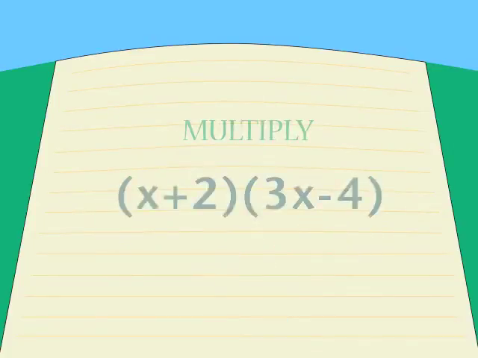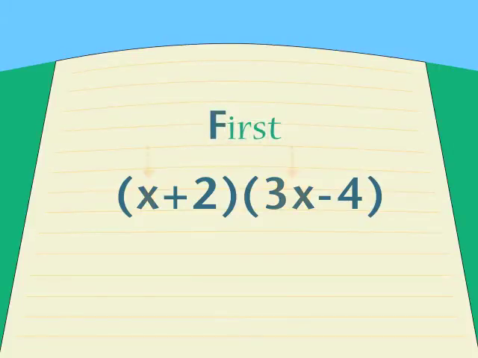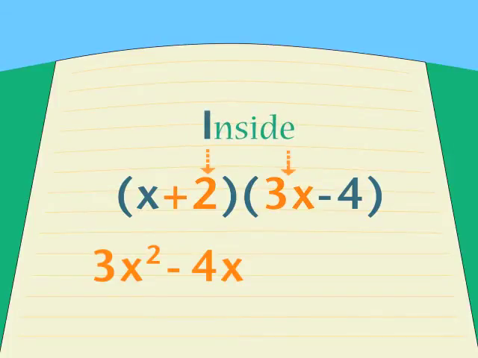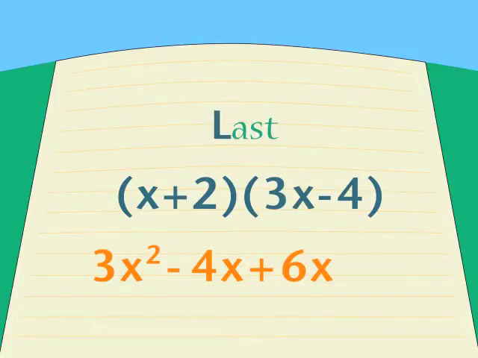What would happen if we went back and used the FOIL method on that problem we did the long way with the distributive law? Let's find out. First, x times 3 gives us 3x squared. Outside, x times -4 gives us -4x. Inside, 2 times 3x is 6x. Last, 2 times -4 gives us -8.